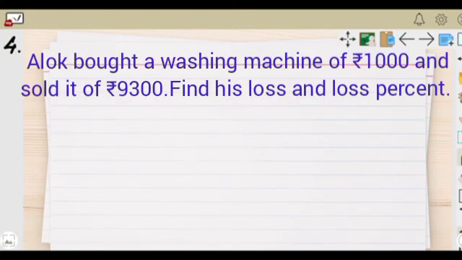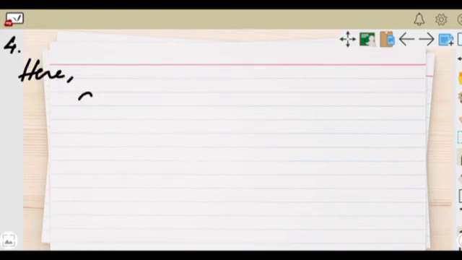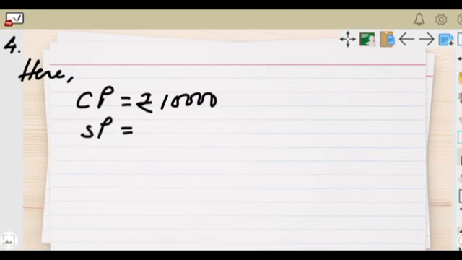We have question 4. Alok bought a washing machine for rupees 10,000 and sold it for rupees 9,300. Find his loss and loss percent. First, let us write what is given in the question. CP is given to you. What is the cost price? 10,000. So let's write 10,000. And what is the selling price? Here SP is 9,300. And we're asked to find the loss.